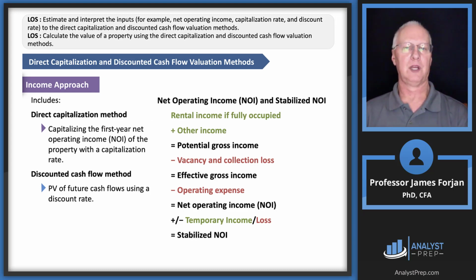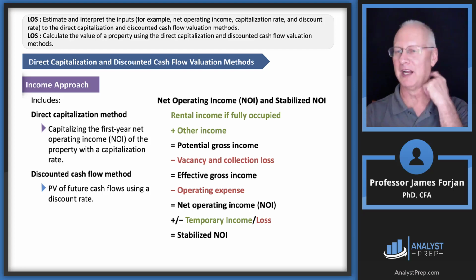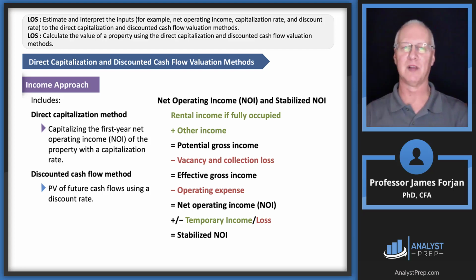So here's this income approach, the direct capitalization. What we're going to do is compute that net operating income in the first year. So let's look over on the right-hand column. What did I say earlier? Think about net operating income as kind of like, not identical, but kind of like operating cash flow. So we're going to start with rental income if fully occupied. Whatever that means, we're going to take that rental income. So that's like our perfect scenario. And then we're going to add other income.